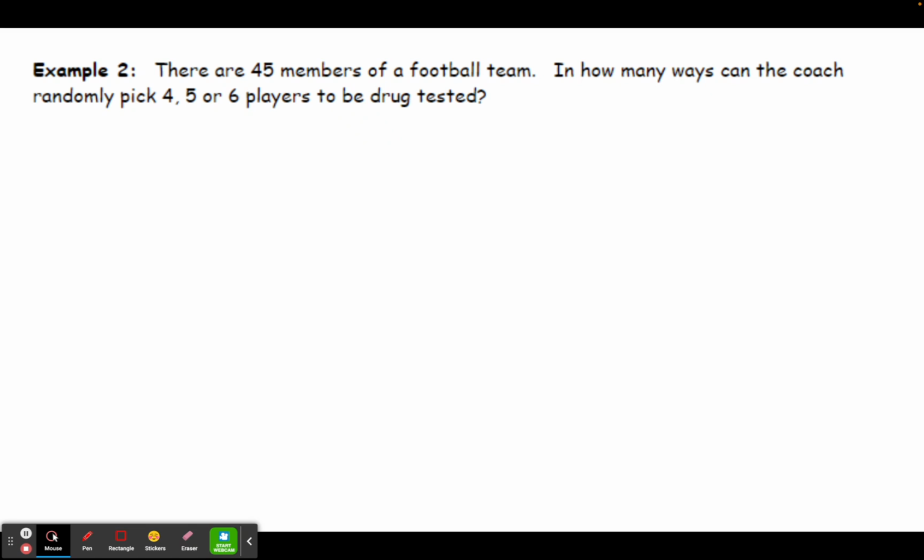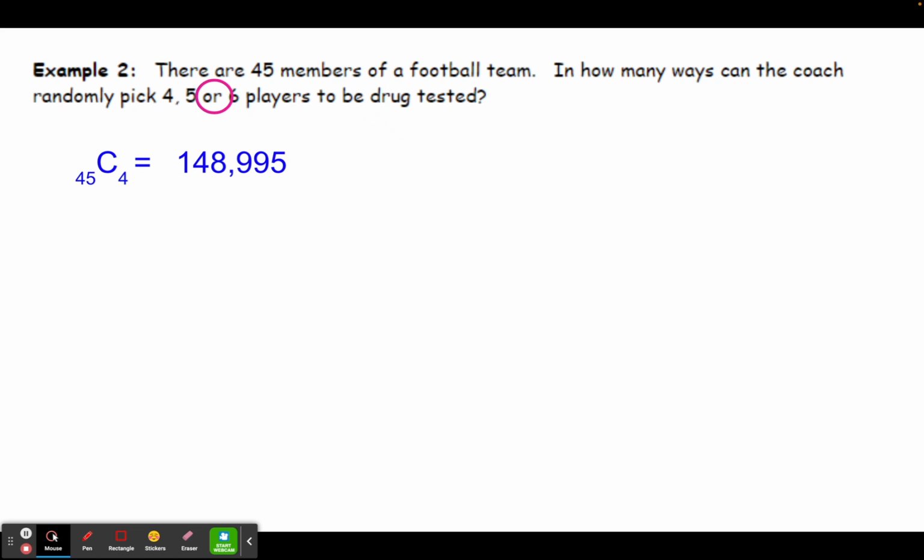Example number 2, there are 45 members of the football team. In how many ways can the coach randomly pick 4, 5, or 6 players to be drug tested? Again, with drug testing, like we've seen earlier in the chapter, the order is not important. So this would again be a combination situation. And this time we're going to calculate 3 different combinations because we see the word or in that problem.